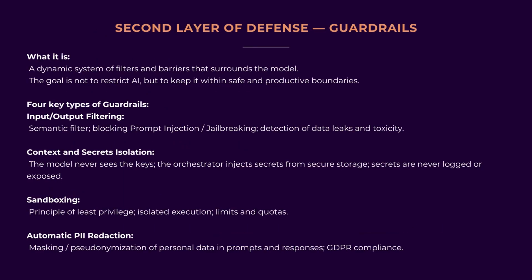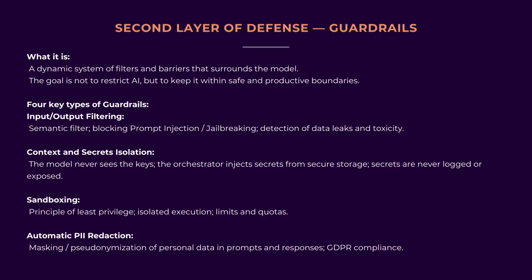The second layer is GenAI-specific controls, what we call guardrails. This is not just a list of rules but a complex, dynamic system of filters and barriers that surround the model itself. Their task is not to limit the system's capabilities but to channel them in a safe and productive direction. Let's look at 4 key guardrail types.